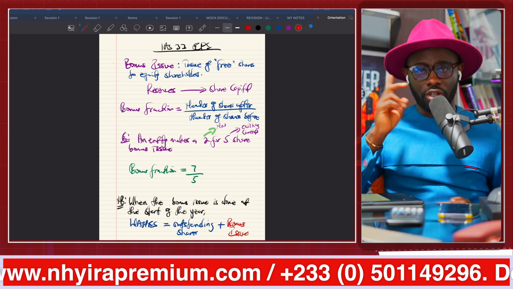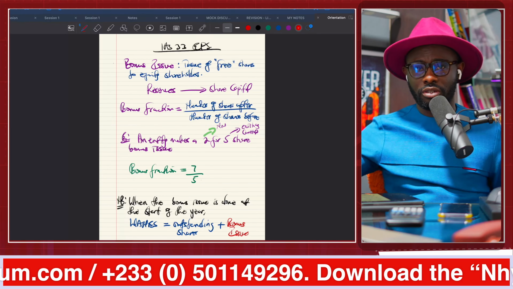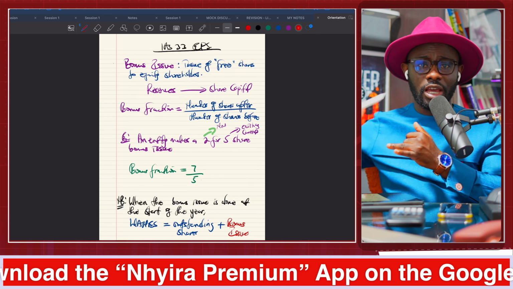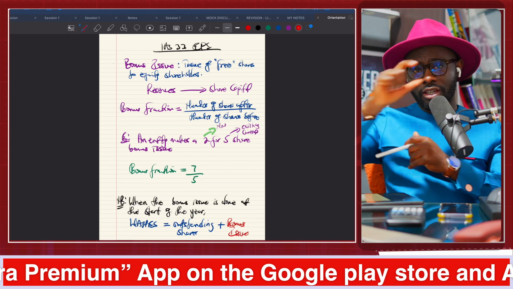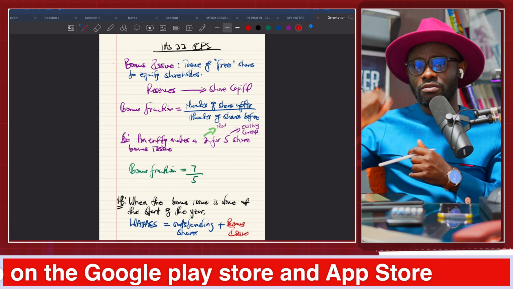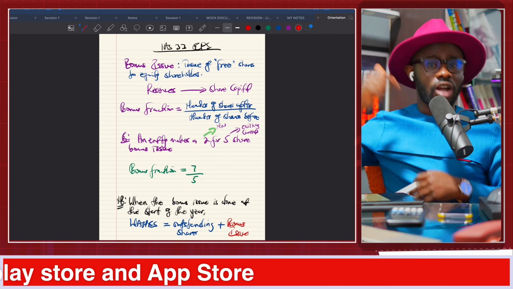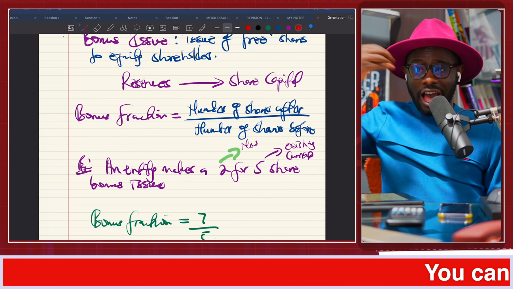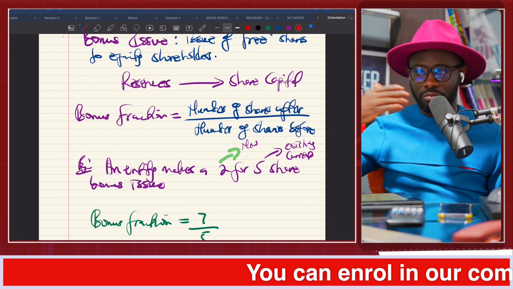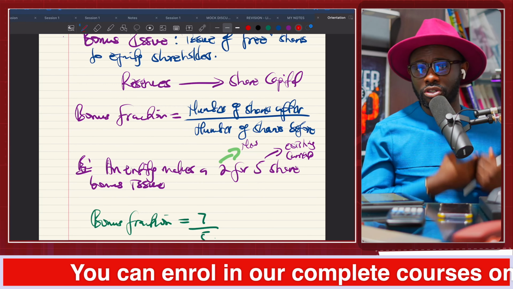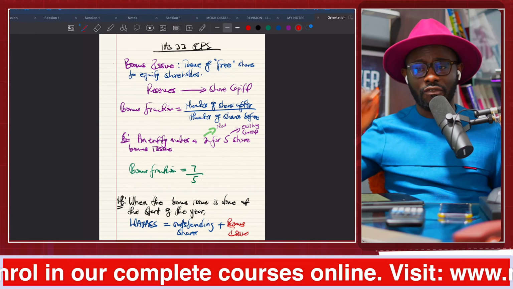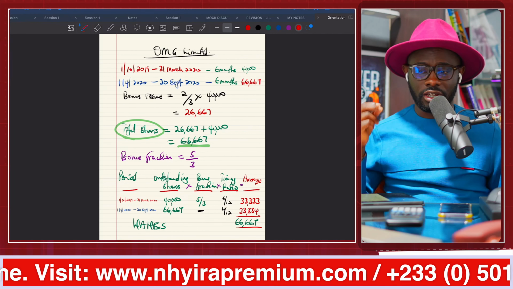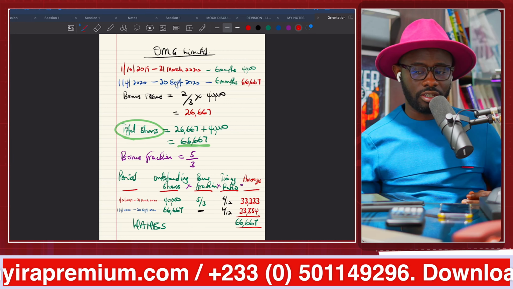Very sweet, simple, straight to the point. So like I keep on telling you, it's all about the principles. When there is a right issue, we have to calculate the bonus fraction. And if you remember, under right issue, the bonus fraction is the current share price divided by the X right price, and the X right price you have to calculate. But when there is a bonus issue, all you have to do is the number of shares after the issue divided by the number of shares before the issue. And that gives you the bonus fraction. The bonus fraction affects only shares prior to the right issue.